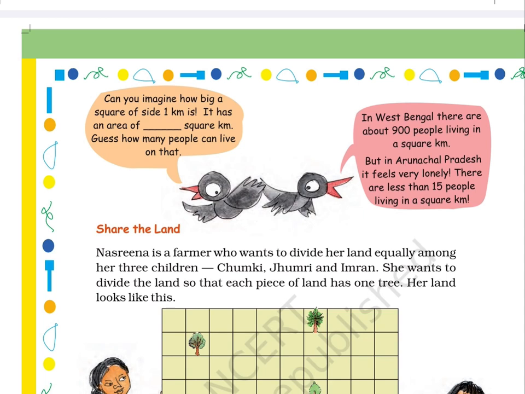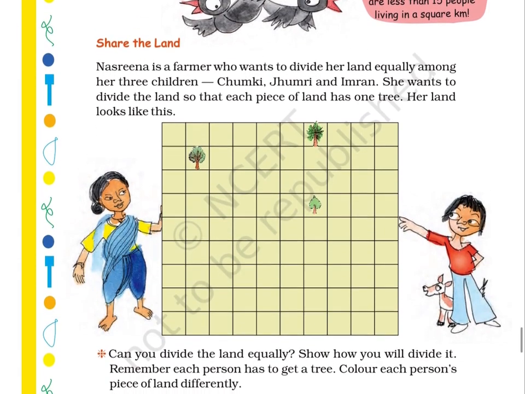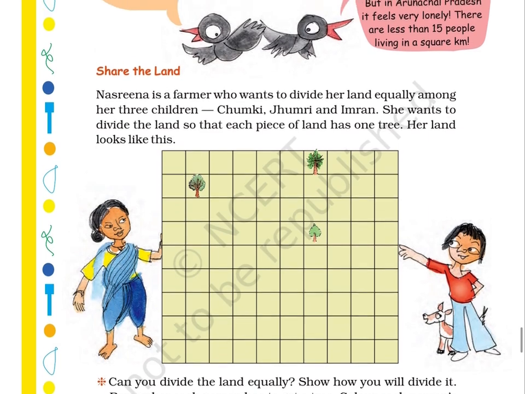The chapter. CIET NCERT presents Audiobook of Mathematics for Class 5 entitled MATHMAGIC 5. Page 152. Chapter 11. Area and its boundary. Part 2. Share the land.